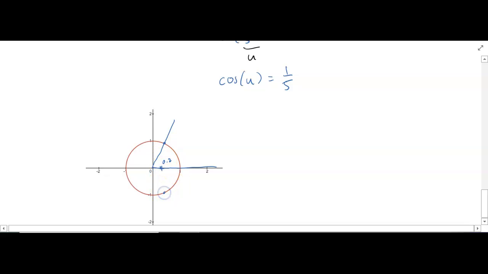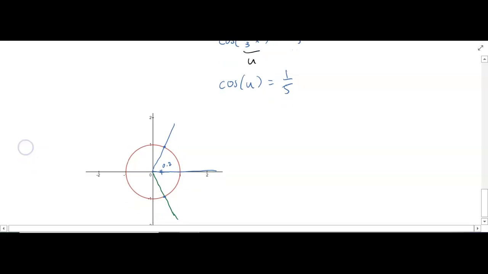My picture's not perfect, but good enough, is going to be this angle drawn with terminal side down here in quadrant 4. And those are our two angles in the interval from 0 to 2 pi that are going to make this work. Now to find that, we're going to use the inverse trig function. So we're going to have inverse cosine of 1/5 as one of our solutions.